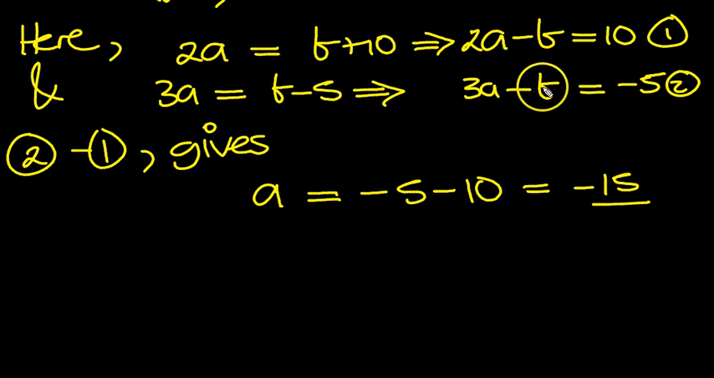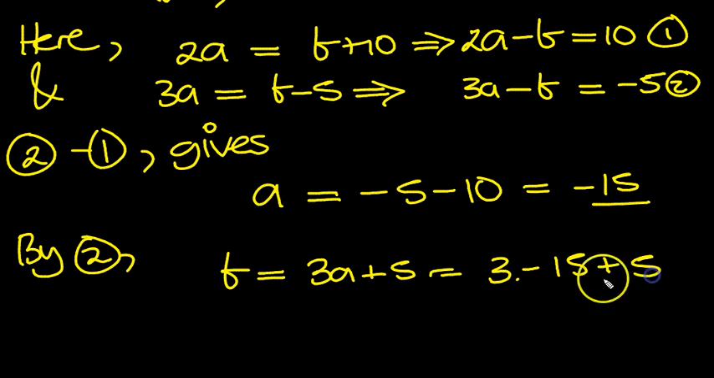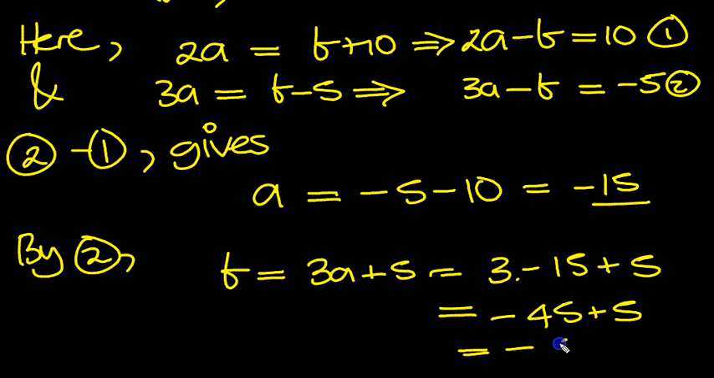Now let's use equation 2, shall we? Let's see what we get. Move the b over there when we write it down. Leave the 3a where it is, and move the minus 5 to come across with the a's, so it becomes plus 5. a is minus 15, so put that in. 3 times minus 15 plus 5 equals minus 45 plus 5, which is minus 40. There we go. So b is minus 40, a is minus 15.